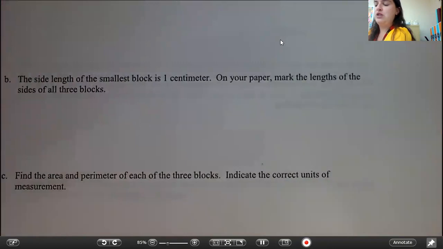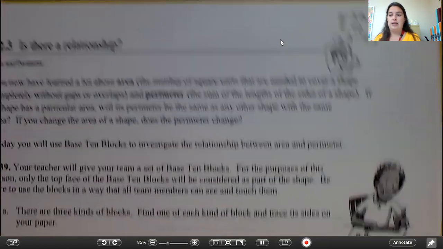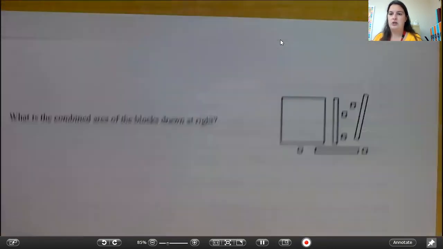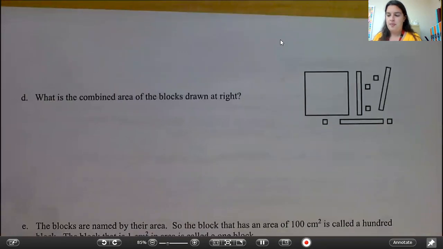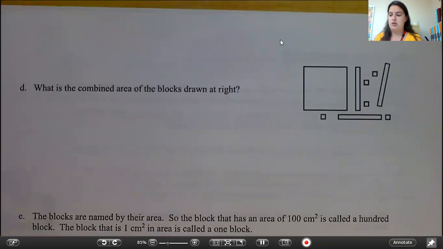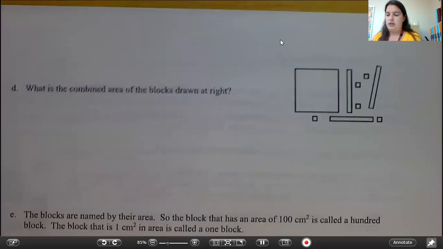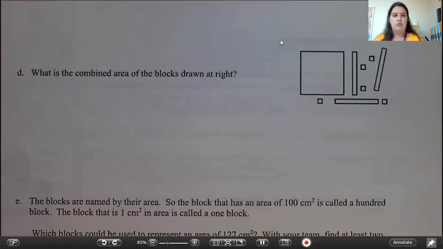If you're back with me, that's great. We are going to go over those when I see you next in class because it's kind of hard to go over that in person, or not in person. So we're going to go over that during class. And then D says, what is the combined area of the blocks drawn at right? So I want you to try that as well. So go ahead and pause the video and answer part D.